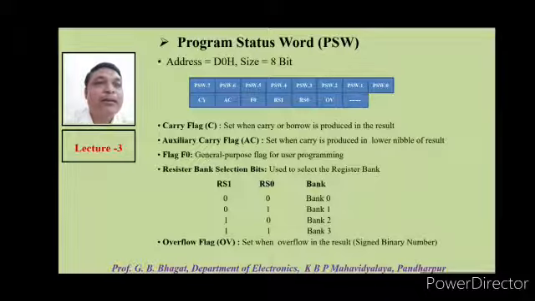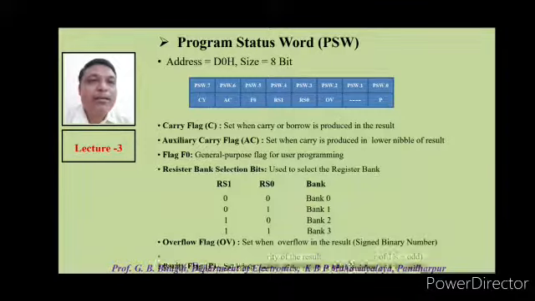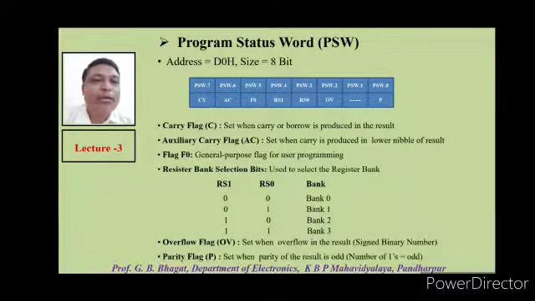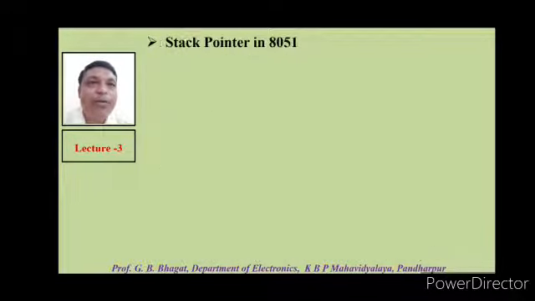The next bit, that is PSW.1, is reserved for future use. That is, it is not used for any purpose till now. The last bit, that is the LSB of the PSW, is the parity flag. This parity flag will be set for odd parity. That is, if the number of ones in the result is odd, then this parity flag will be set. This is all about the PSW and the various flags of the 8051 microcontroller.